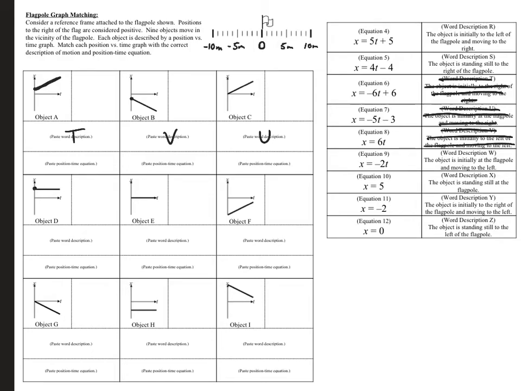All right, object D. It starts to the right of the flagpole. What's the slope of this flat line here? Well, the slope is 0. So that means if it starts to the right of the flagpole, it's going to stay at that position and not move. So if it starts to the right and it doesn't move, which description is that? It looks like S. Standing still to the right of the flagpole. What about object E? It's a flat horizontal line, so it's not moving, but where is it? It's at 0, and it stays at 0, so it is at the flagpole and staying there. So that looks like word description X.